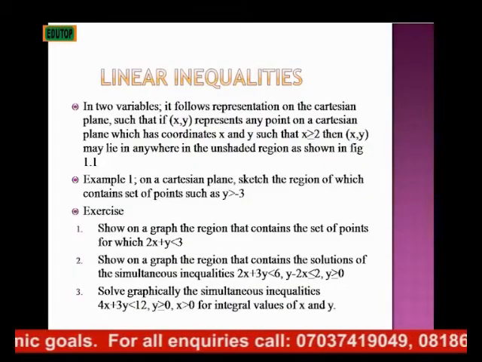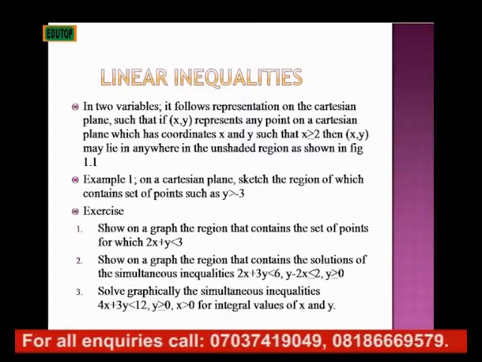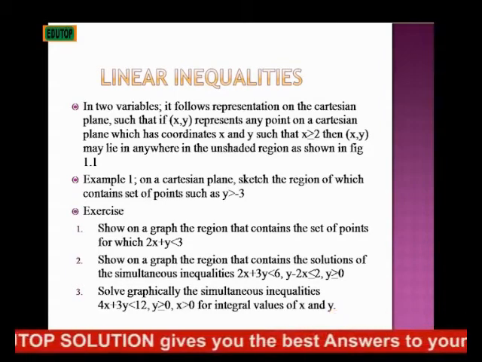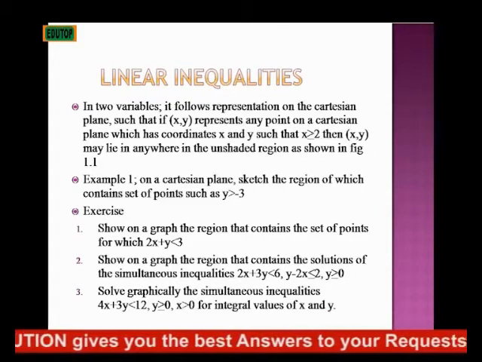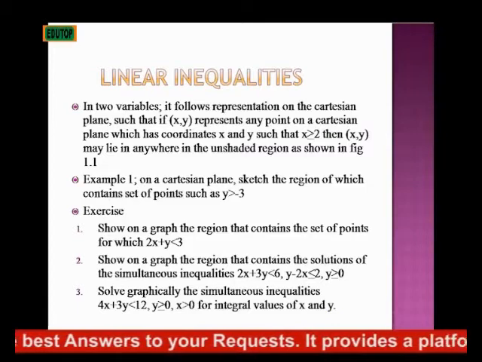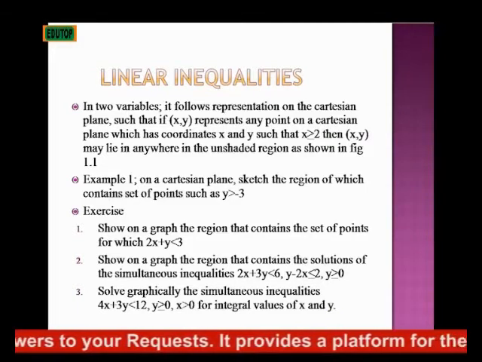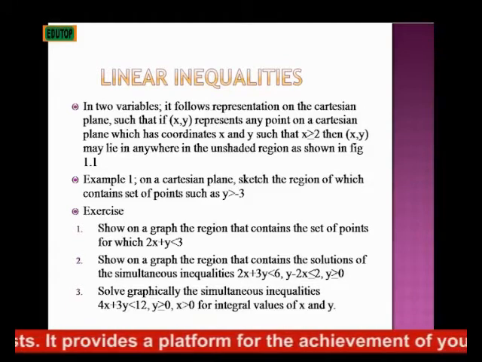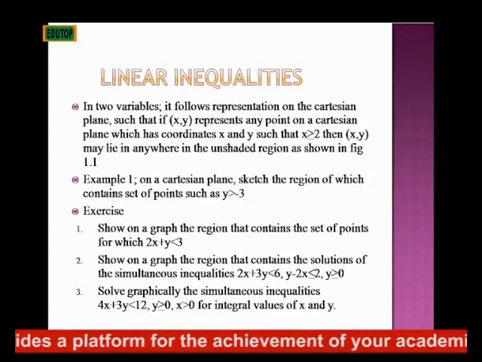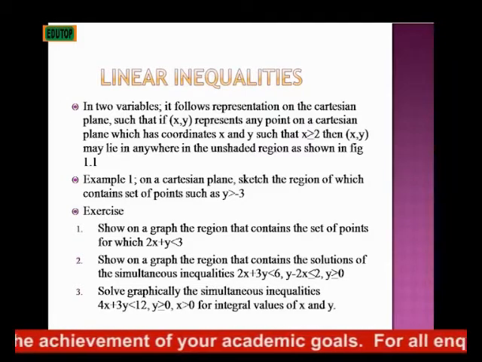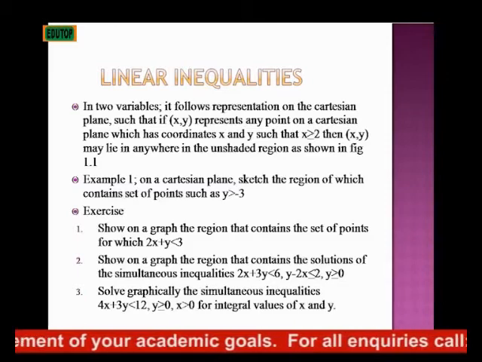Linear inequalities in 2 variables. It follows representation on the Cartesian plane such that if x, y represents any point on the Cartesian plane which has coordinates x and y such that x is equal to 2, then x, y may lie anywhere in the unshaded region as shown in figure 1.1.